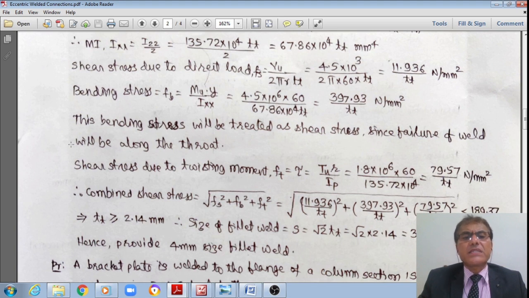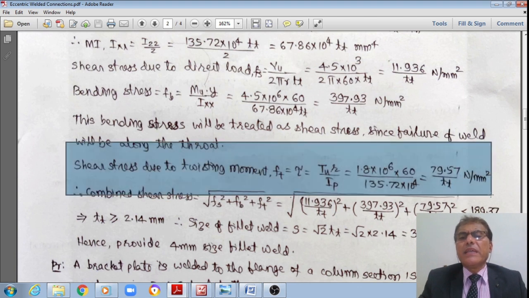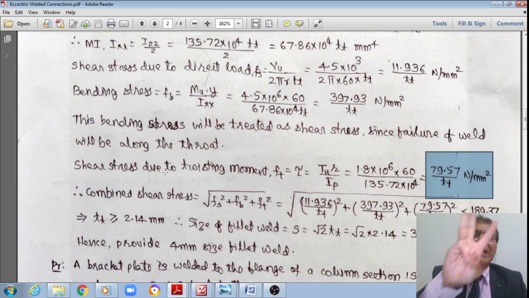Therefore, hence the third one, the shear stress due to the torsion or twisting moment, is equal to Ft or tau, because T by J is equal to tau by R. Therefore, the shear stress due to torsion, Ft, is equal to torsion multiplied by R divided by polar moment of inertia IP. Substituting numeric values, I'll get 1.8 into 10 to the power 6 multiplied by 60 divided by 135.7 into 10 to the power 4. It works out to 79.57 divided by Tt Newton per mm square. I do have the three results.